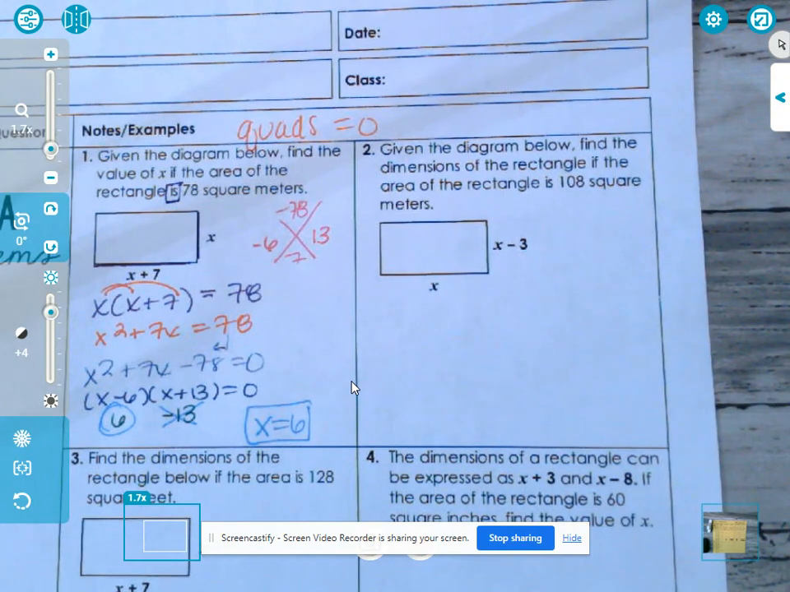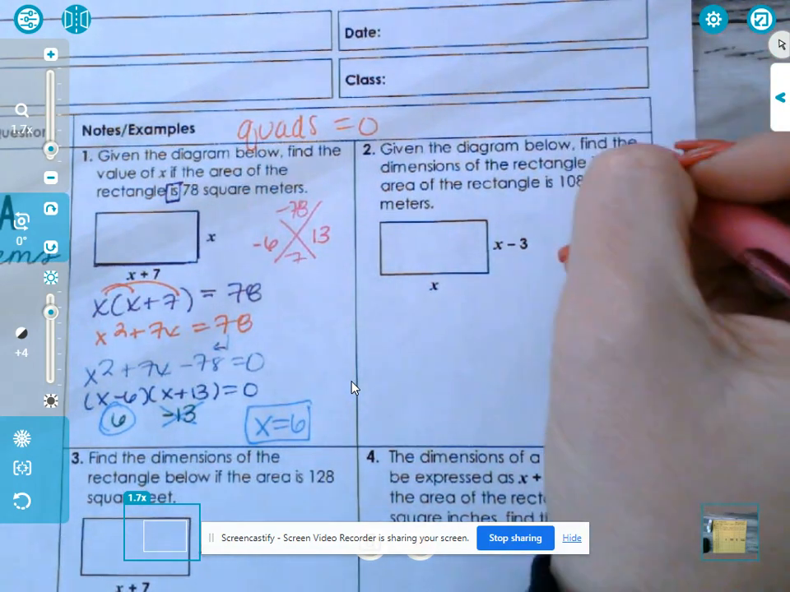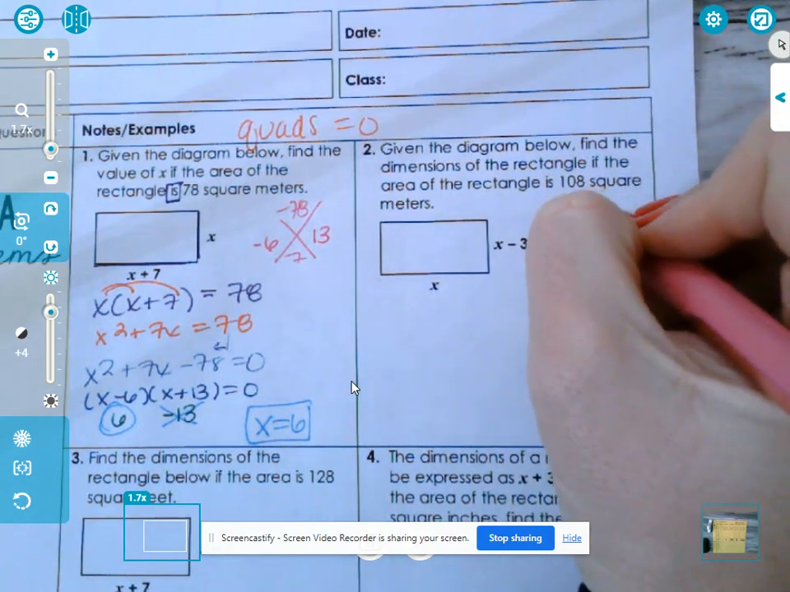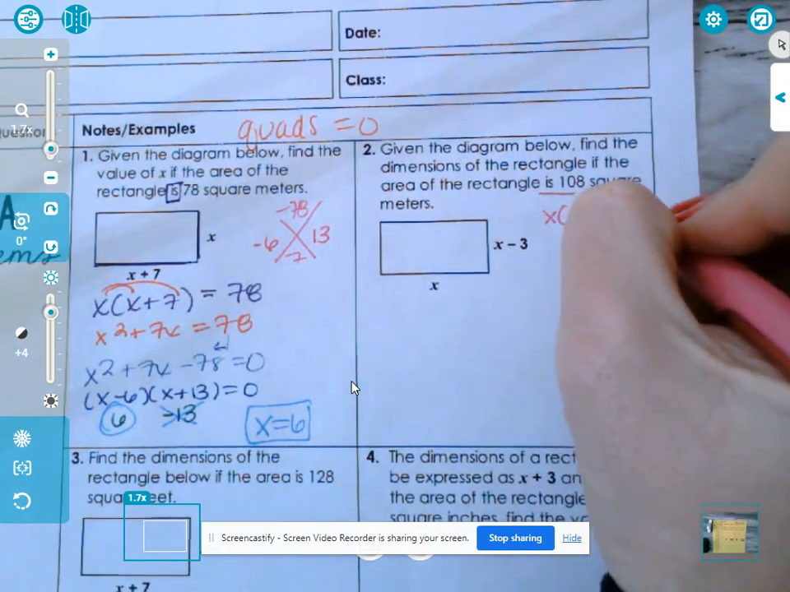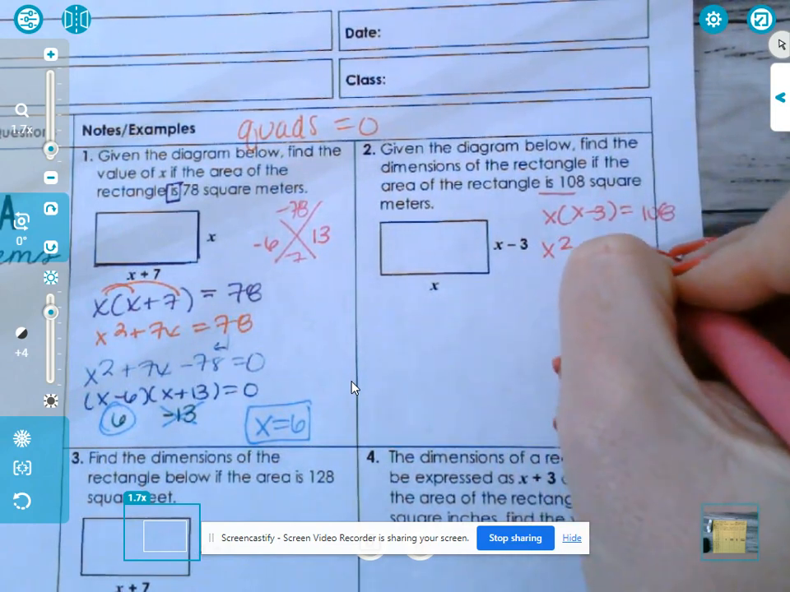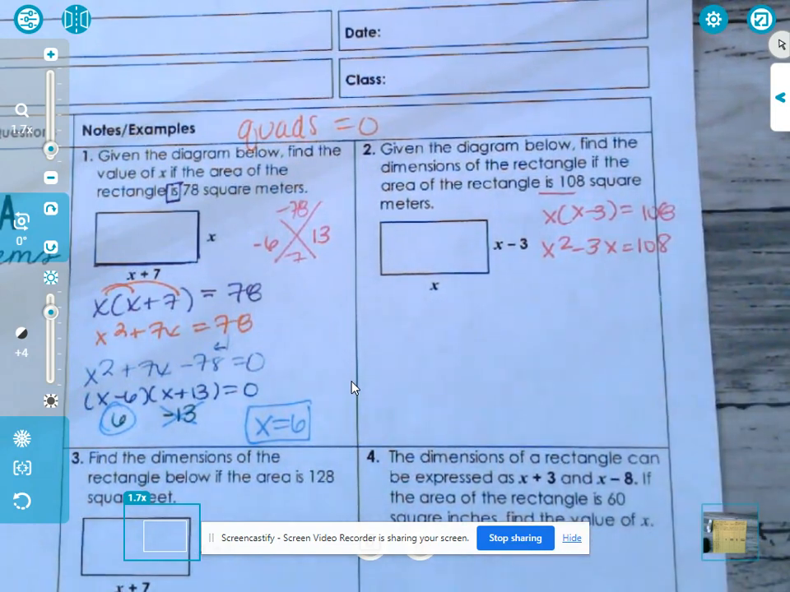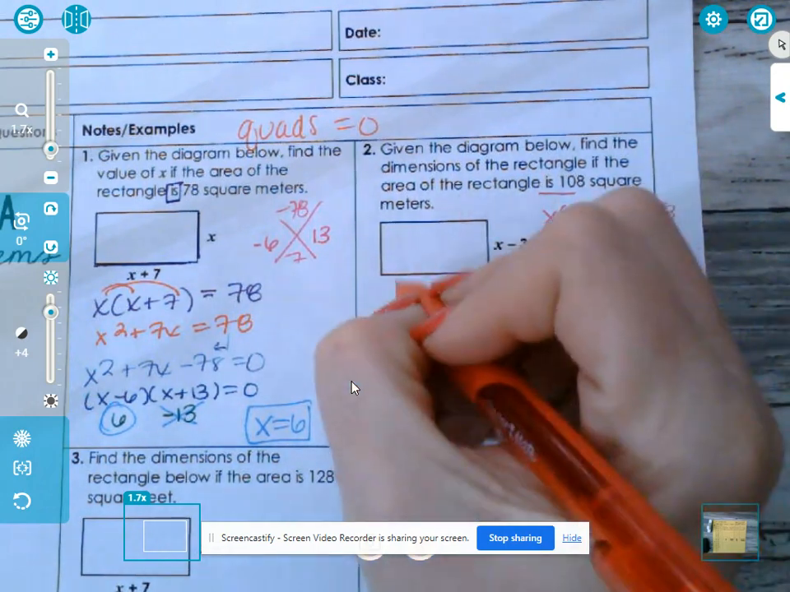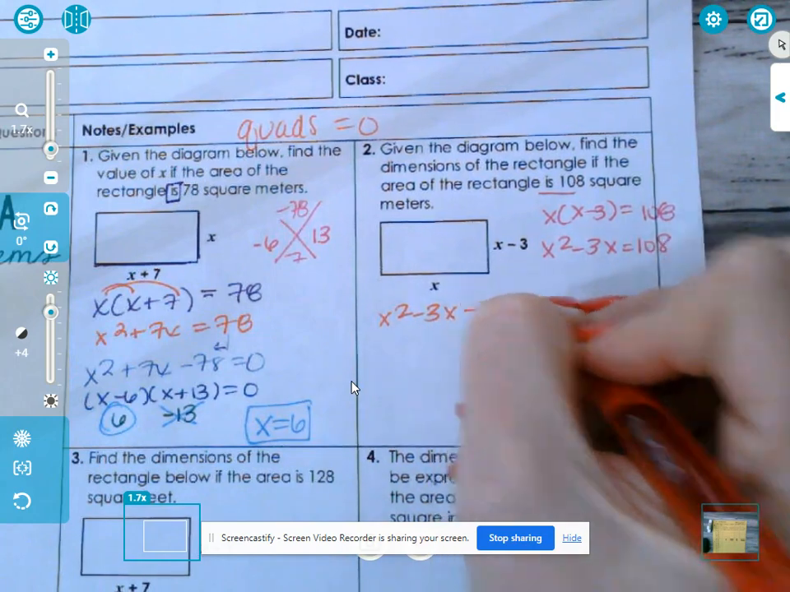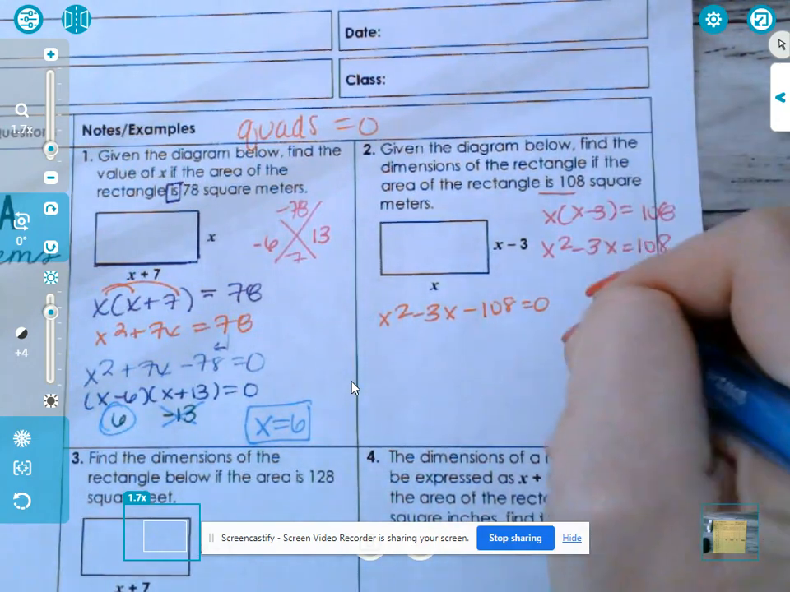Okay, all right, moving to number 2. Same thing, we're going to do the area. So I'm going to do x times x minus 3, and that's going to be equal to 108. So x squared minus 3x equals 108. And when I move that over, I've got x squared minus 3x minus 108 is equal to 0.